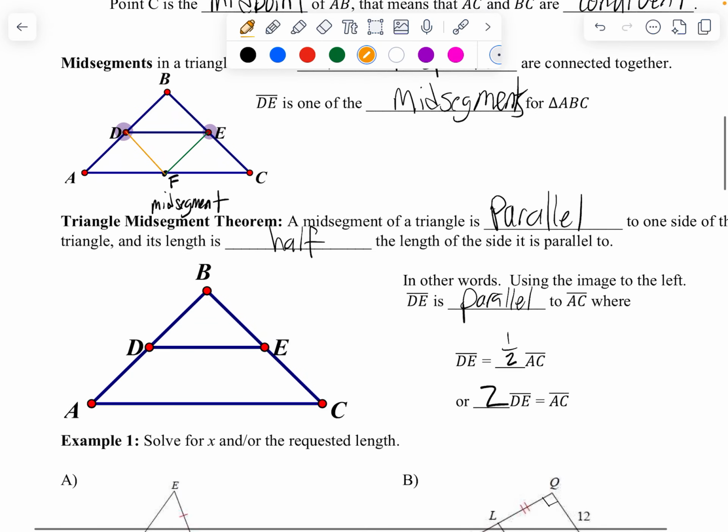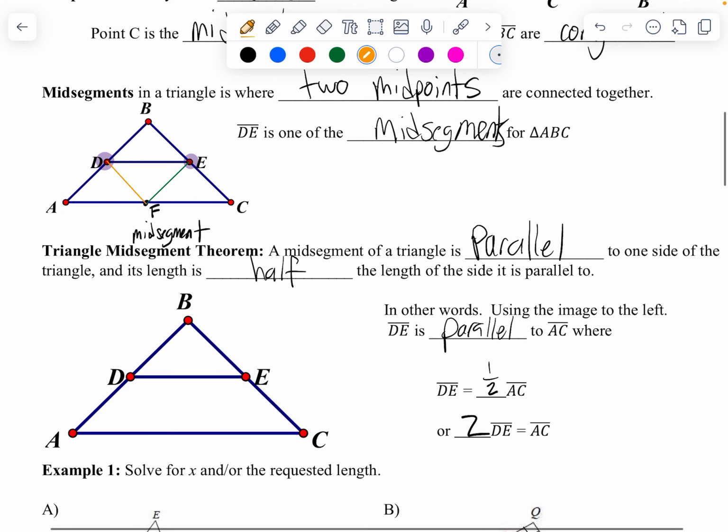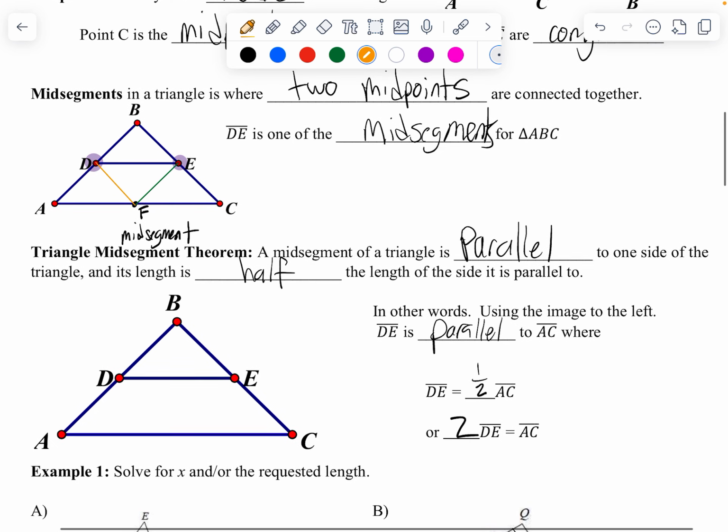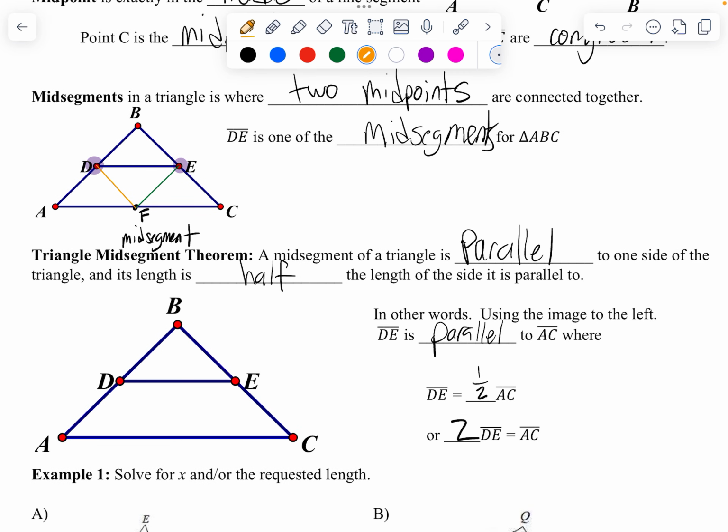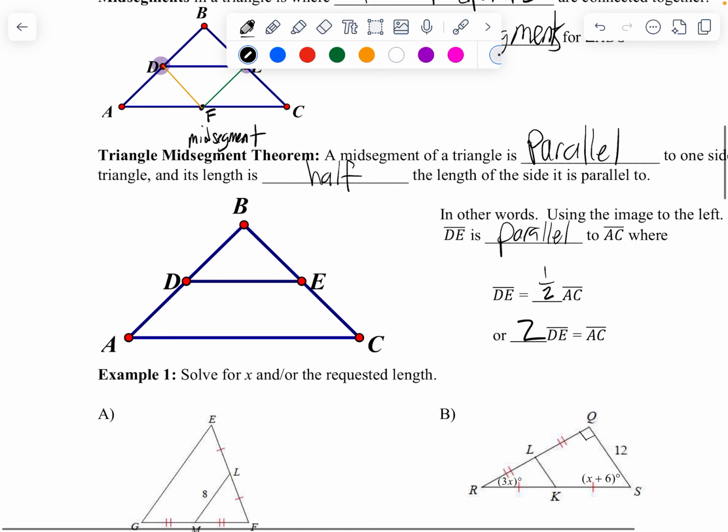Okay. Now, with midsegments, we get something fancy called the triangle midsegment theorem. That essentially says that a midsegment of a triangle is parallel to one of the sides in a triangle, and the length of that midsegment is half of the length of the side it's parallel to. So, for example, we said that DE was a midsegment. Just using your eyes, you can tell that it's parallel to AC, and it's guaranteed to be parallel to AC by that triangle midsegment theorem.